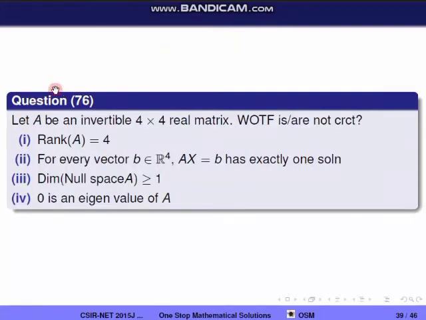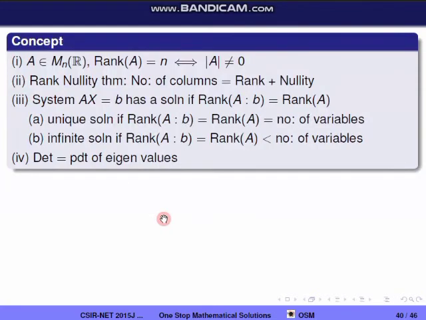Next question, question 76. Let A be an invertible 4x4 real matrix. Which of the following is or are not correct? So we are given a matrix here which is invertible. Then we have to check which of the following options are incorrect. So we will look into the concept used. A belongs to Mn(R). Rank of A is equal to n if and only if determinant A is non-zero.